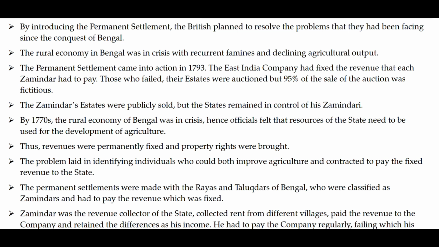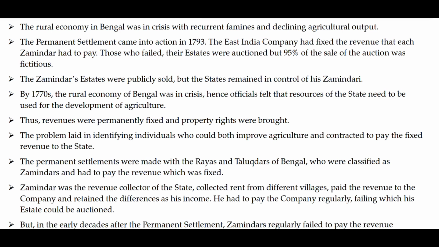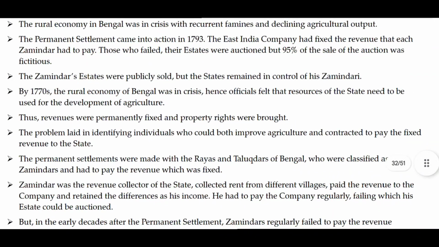The Permanent Settlement came into action in 1793. The East India Company fixed the revenue that each zamindar had to pay. Those who failed to pay had their estates auctioned, but about 95% of the sales at auction were fictitious. The zamindar's estates were publicly sold, but the estates remained in his control and in his zamindari.